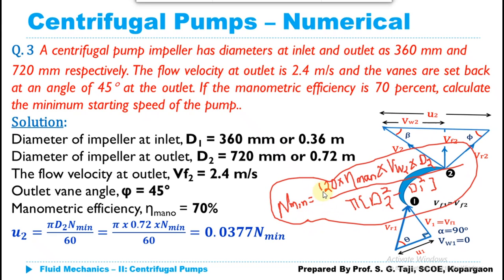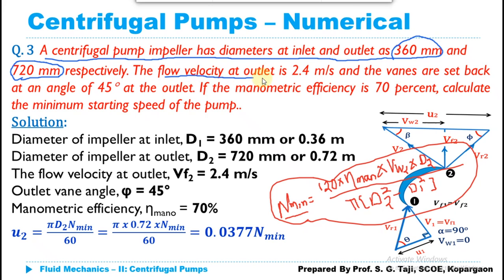Now we will be solving some numericals for the calculation of minimum starting speed. The statement of the first numerical goes like this: a centrifugal pump impeller has a diameter at the inlet and at the outlet of 360 mm and 720 mm respectively. So D1 and D2 are given. The flow velocity at inlet is 2.4 meter per second, and the vanes are set back at an angle of 45 degrees at the outlet. So the outlet vane angle is given in the numerical. If the manometric efficiency is 70%, which is also given, calculate the minimum starting speed of the pump.